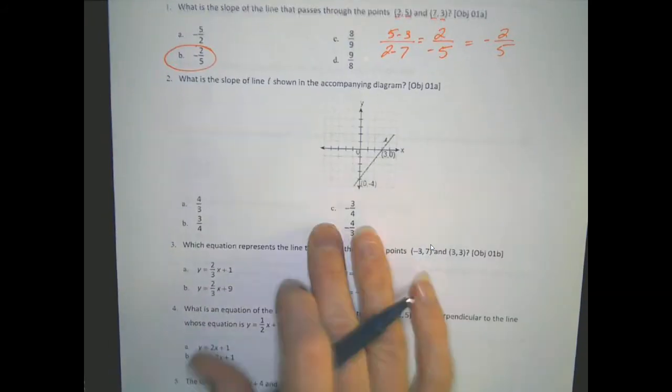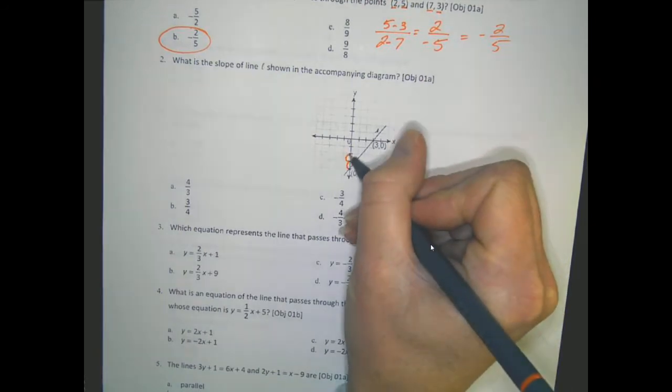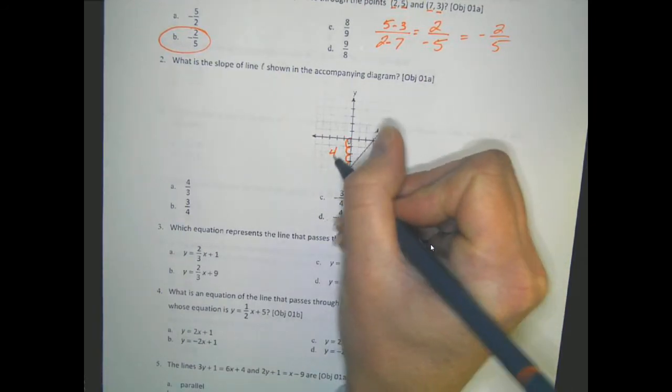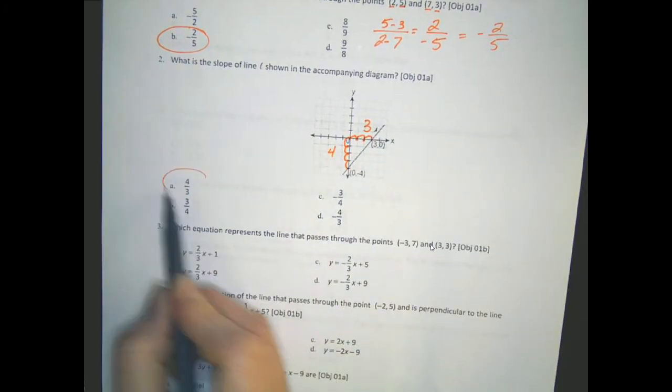What's the slope of this line shown? You can do your change in y, which is going to be up 1, 2, 3, 4, up 4, and to the right 1, 2, 3. So it's going to be positive 4 over 3.